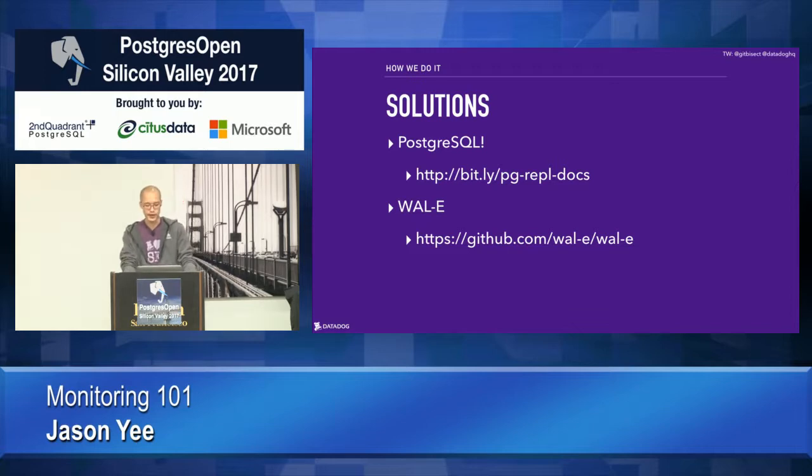So WAL-E is the write-ahead log E. I don't know what the E actually stands for. I think it was just to make WAL-E. But there are 4 commands with WAL-E. You can do a backup fetch, backup push, or a wal fetch, so you can grab that write-ahead log, and a wal push, so you can push that. And one way that we use this is that it essentially allows us to back up and quickly restore.